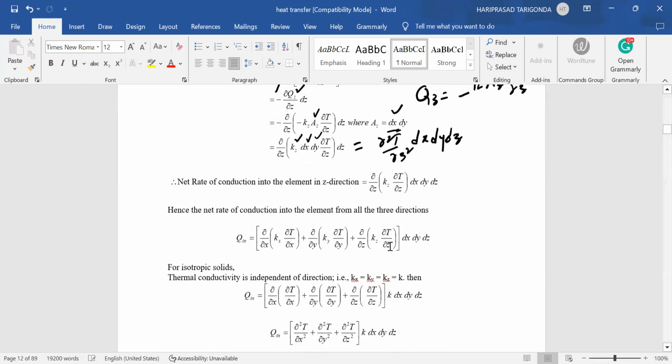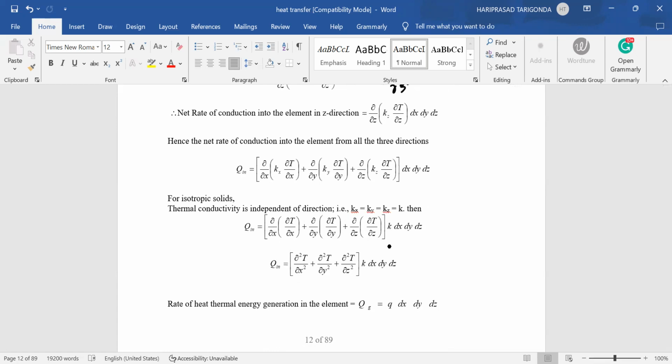Now our aim is to find the net heat conducted into the total element. The net heat conducted to the element will be the sum of all the heat conducted to the element in all the directions. Therefore, in the x direction it will be ∂²T/∂x², in the y direction ∂²T/∂y², plus in the z direction ∂²T/∂z², and the common term is k dx dy dz.